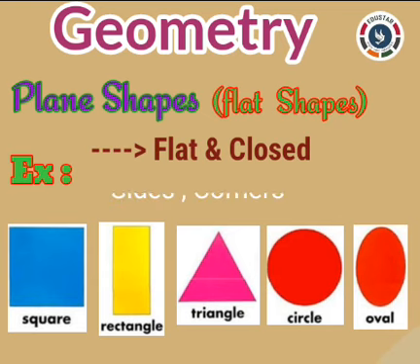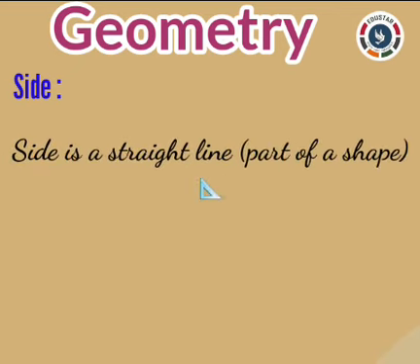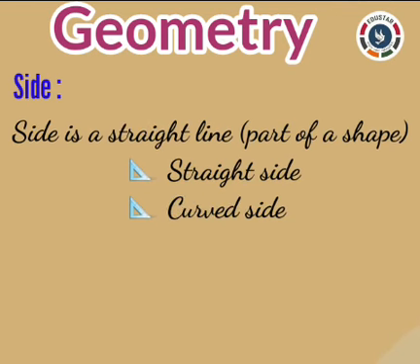These shapes have sides and corners. What is a side? A side is a straight line that is a part of a shape. There are two types of sides. One is a straight side, another is a curved side. Then what is a corner? A corner is where two sides meet. Let's see about the plane figures in detail.